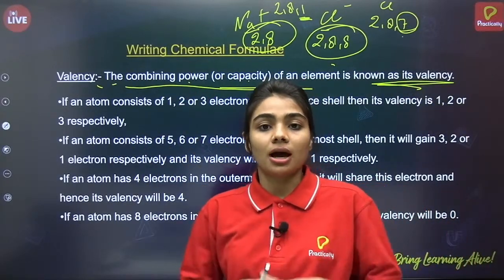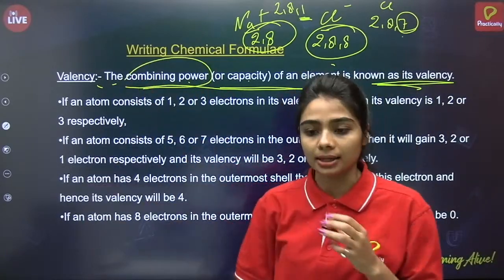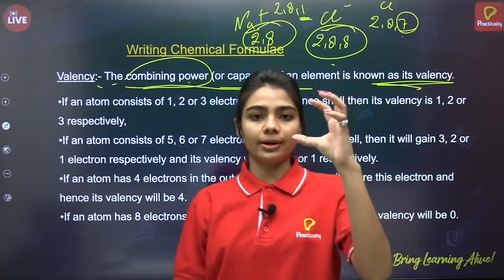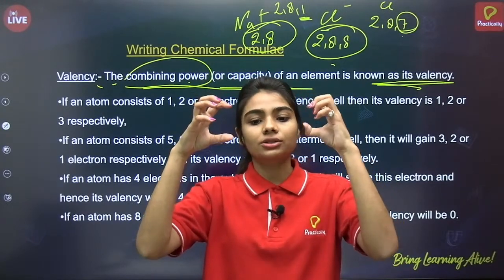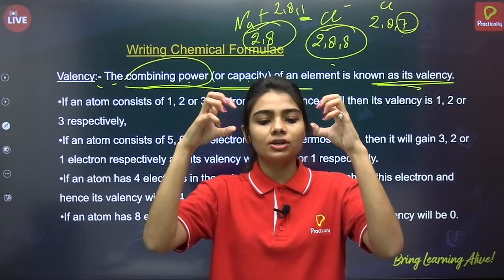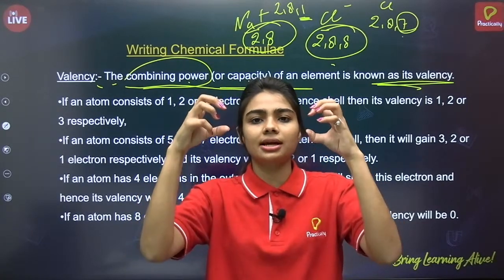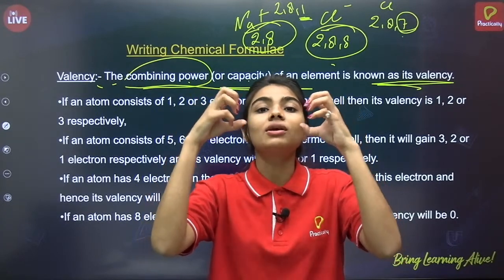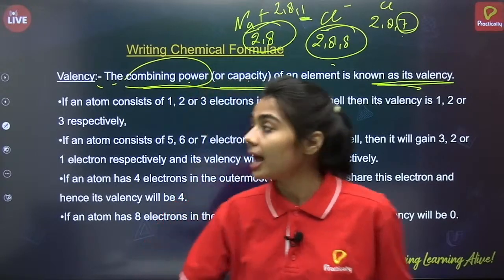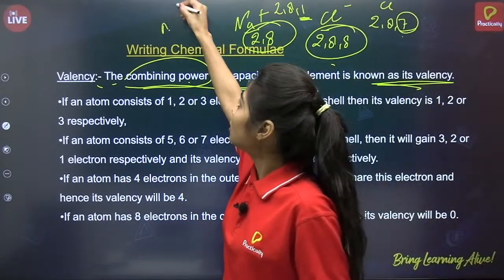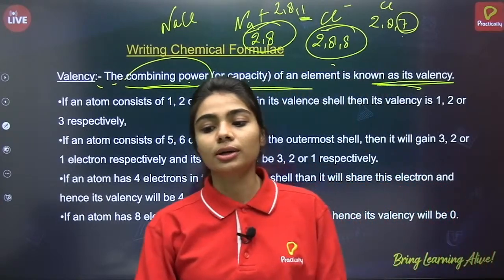Combining capacity. How are they combining? Why do they use this word combining? Look, this is your sodium. This is your chlorine. Now sodium becomes positively charged. Your chlorine becomes negatively charged. Now they are oppositely charged. This is positive, this is negative. What will they do? They will attract each other to form a bond, and they will form NaCl, which is called your sodium chloride.